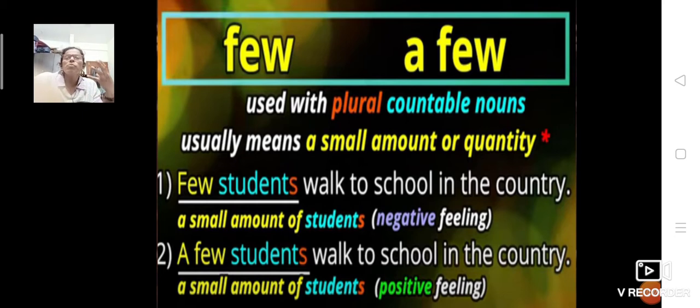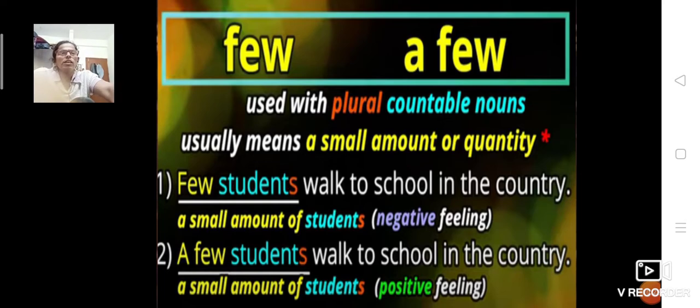When you say "a few," we have a positive attitude towards that, right? A small amount of students, the meaning is the same, but when you use "a" before that, it shows a positive feeling, whereas when you don't use "a" there, it shows a negative feeling, meaning hardly any, we can say, right? A few is a bit. A few children had come to the school.